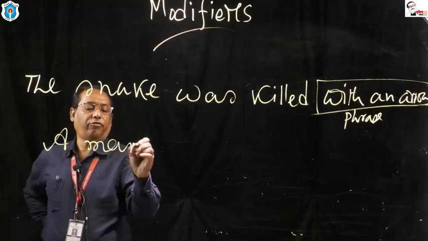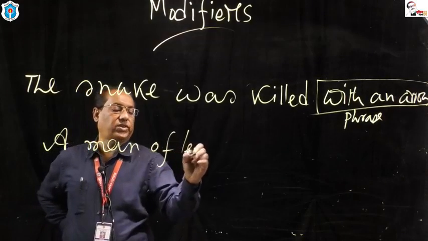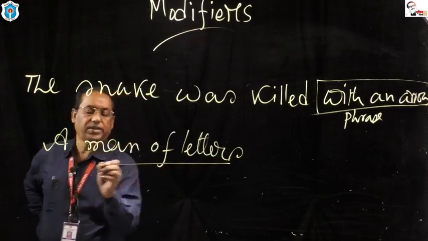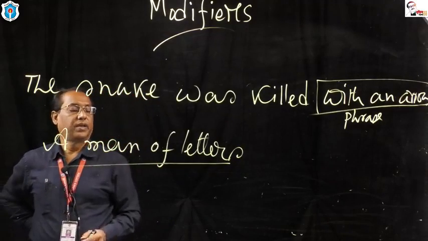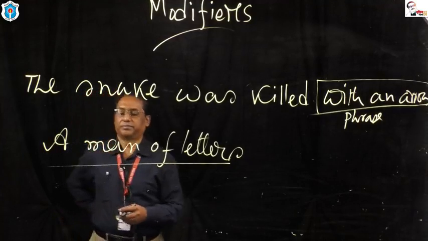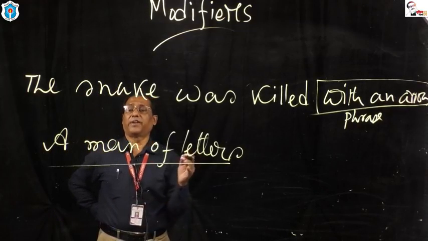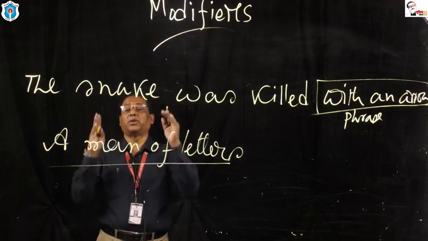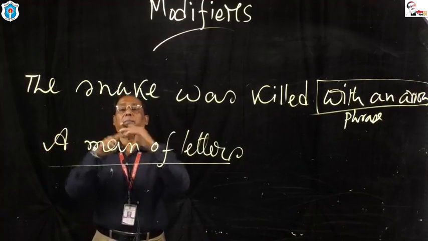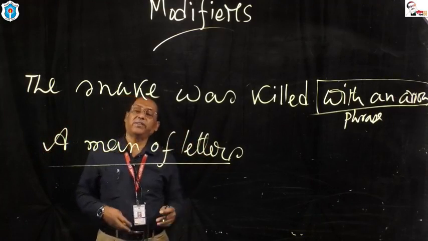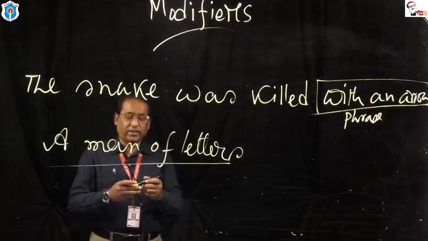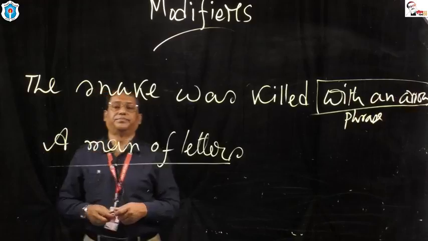A man of letters. This is another phrase. Here is no subject, no finite verb. So when you are asked to use a phrase, you should use a group of related words, but you can't use subject or finite verb. Okay? Now what is a clause?